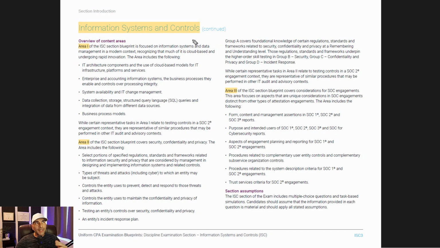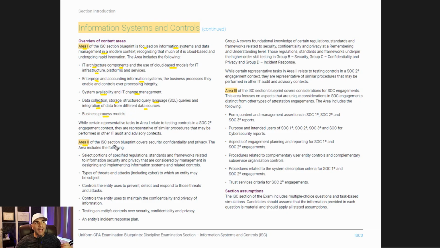So taking a closer look at these different content areas, starting with Area 1, this is going to be focused on information systems and data management in the modern context. So it's going to include the following: IT architecture components and the use of cloud-based models for IT infrastructures, platforms, and services, enterprise and accounting information systems, system availability and IT change management, data collection, storage, and structured query language, integration of data from different data sources, and business process models.